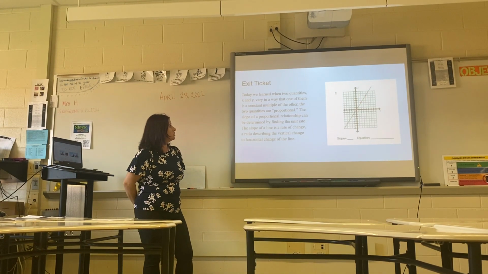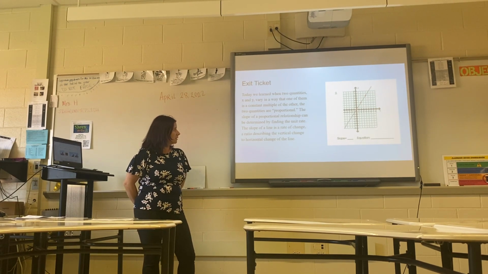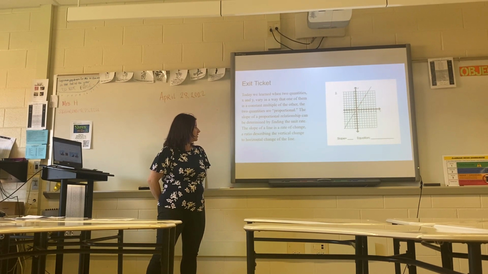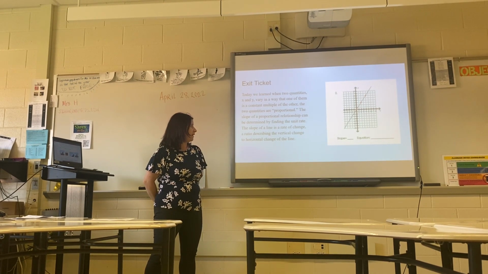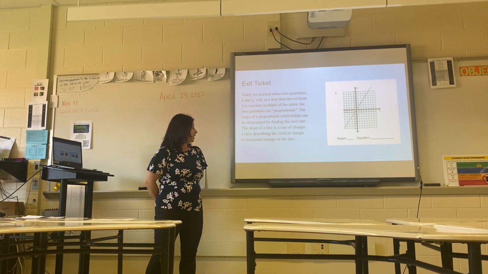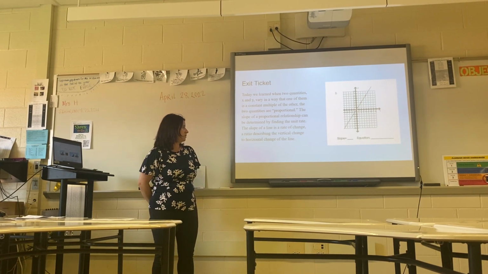Today we learned when two quantities, x and y, vary in a way that one of them is a constant multiple of the other, the two quantities are proportional. The slope of a proportional relationship can be determined by finding the unit rate. The slope of a line is a rate of change, a ratio describing the vertical change to horizontal change of that line.